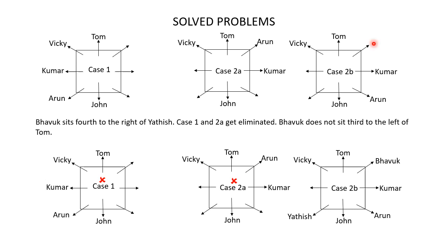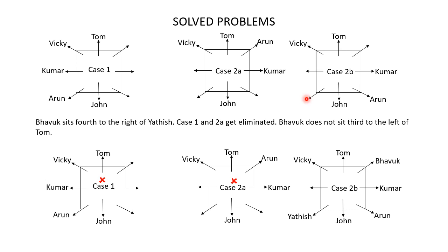Supposing Yatish sits here, then fourth to the right of Yatish will be 1, 2, 3, 4. So Bhavuk can sit in this position. But it's given that Bhavuk does not sit third to the left of Tom. Now third to the left of Tom will be 1, 2, 3, this position. So clearly Bhavuk cannot sit in this position. So this is not the place for Yatish.